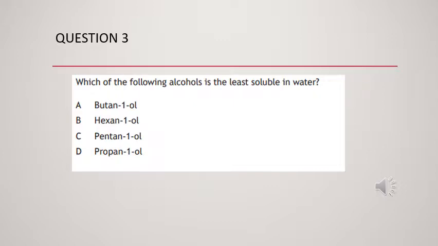Question 3. Which of the following alcohols is the least soluble in water? A. Butan-1-ol, B. Hexan-1-ol, C. Pentan-1-ol, or D. Propan-1-ol? Pause the video now and answer the question.